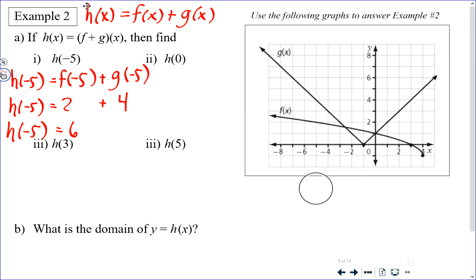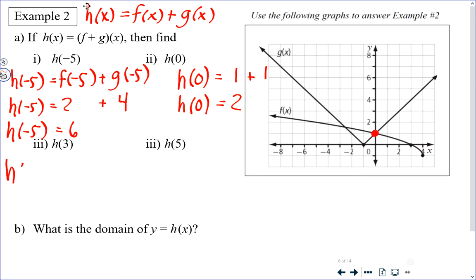Let me explain that in a different way for the second one. We want h of 0. Well, f of 0 is 1, and g of 0 is also 1. So we're going to have 1 plus 1, which means h of 0 is equal to 2. We're simply looking at that x-coordinate and adding the y-coordinates.